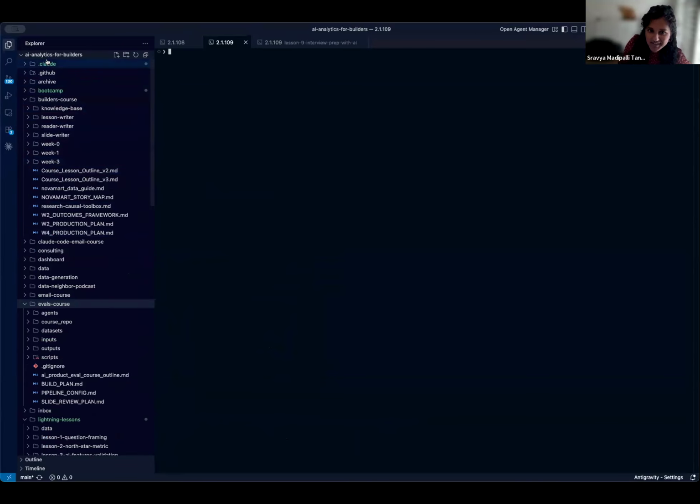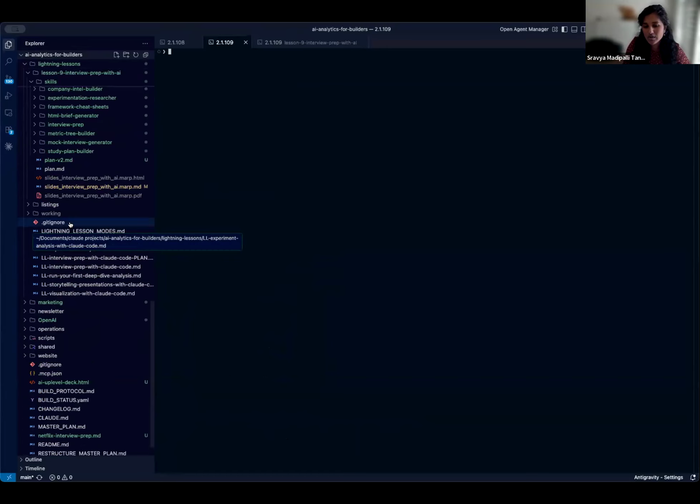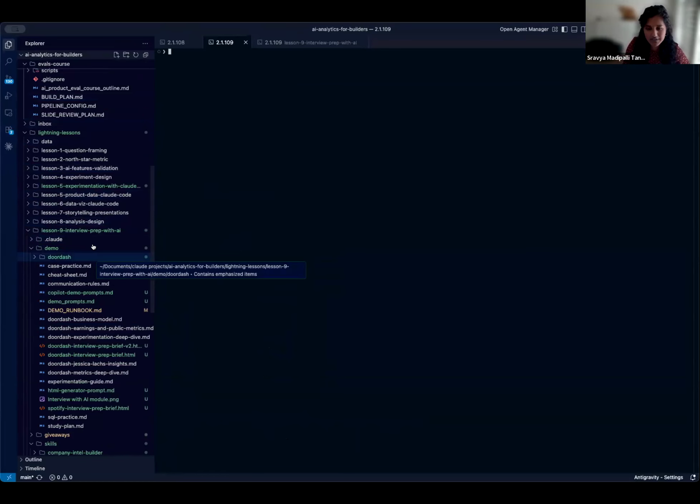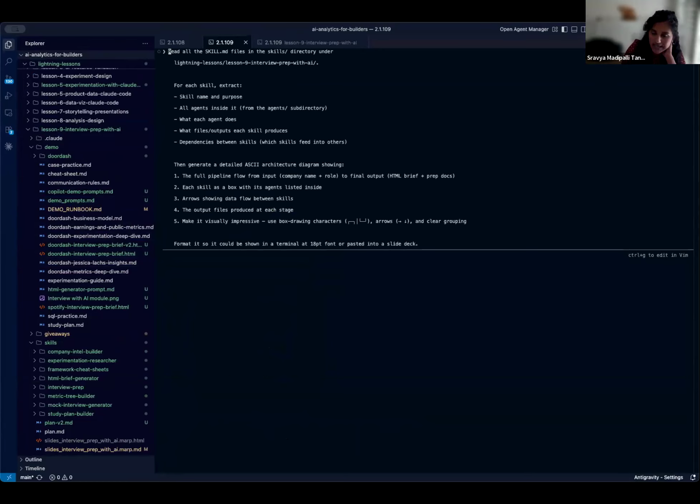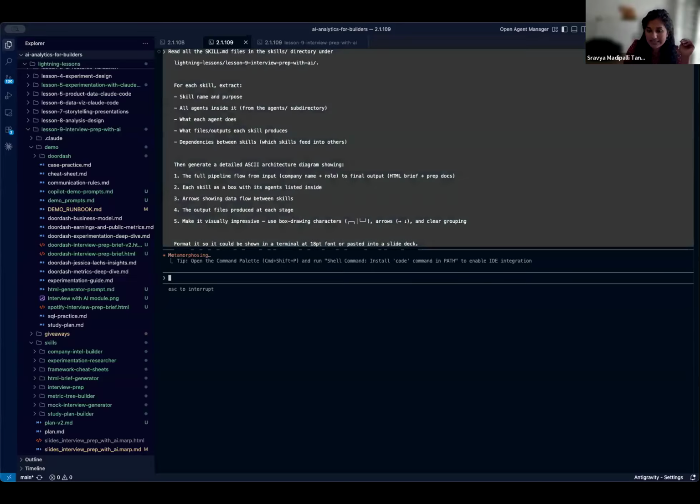You can see on the left, this is our AI Analytics for Builders repo. This is something Sean, Hai, and we run all our stuff in. We are in Lightning Lesson 9 today, dealing with interview prep with AI. This is something that I had already looked at. So what does it do? It reads all my skill files in this Lightning Lesson that I prepared, and it generates an ASCII architecture diagram showing the entire pipeline of how we built this. Let's see. Live demo is always very interesting. It doesn't come out sometimes the way you want it, but we'll see if this one does or not.